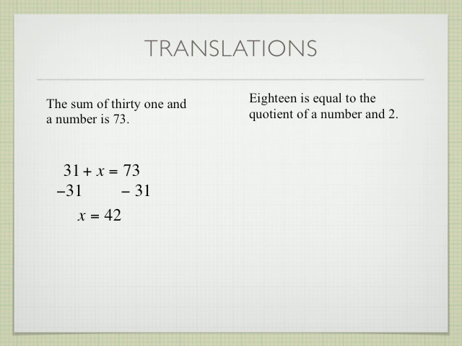18 is equal to, so we have 18 equals sign, the quotient of a number and 2. Remember, quotient means divide. Now, how do I get x by itself? Remember, I can multiply the same thing to both sides. I'm going to multiply both sides by 2, get x equals 36. That's how I get x by itself.